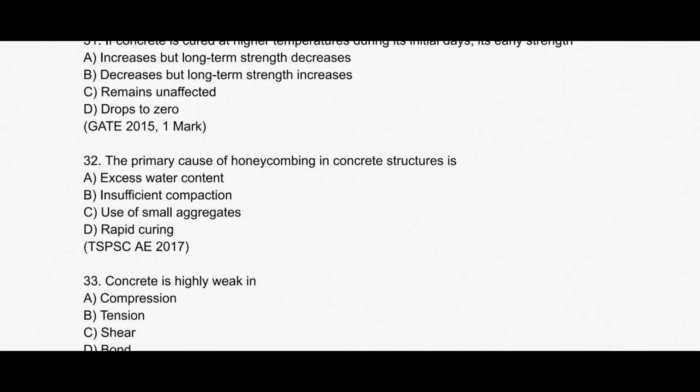31st question. If concrete is cured at higher temperatures during its initial days, its early strength increases but long-term strength decreases, but long-term strength increases, remains unaffected, drops to 0. So the answer is option A, that is increases. First it increases, but the long-term strength decreases because of the higher temperature.